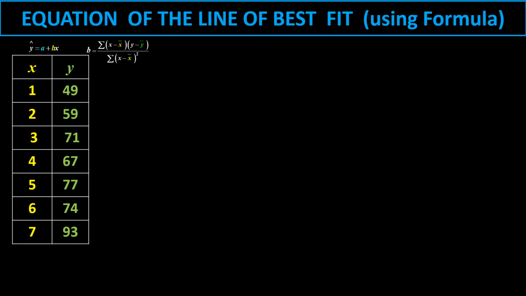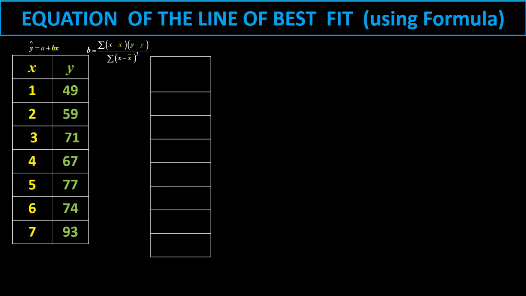So what do we need? We need the mean for the independent, the mean for the x values, and the mean for the y values. So we have to calculate the difference between the x values and the mean. So we need to get the mean, and the mean there is 4, right? So what do we need to do? It's the x value minus the mean. So it's the 1 minus the 4.